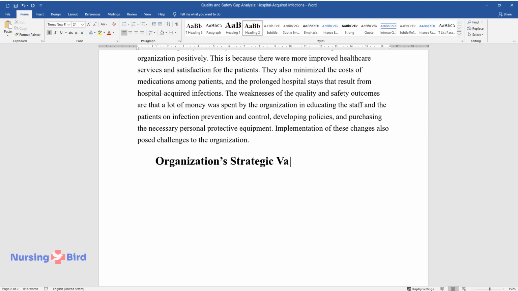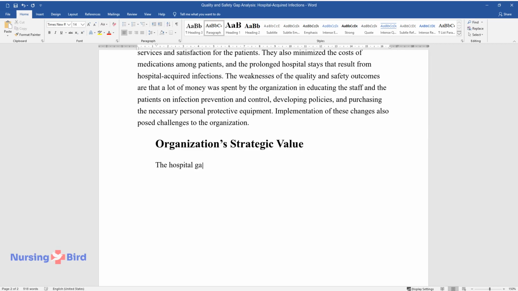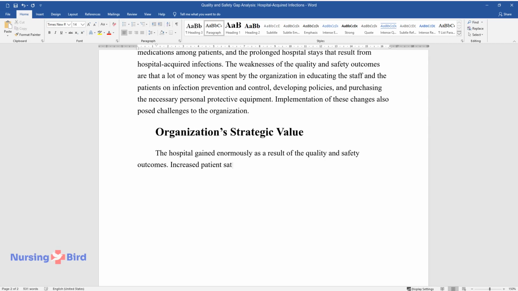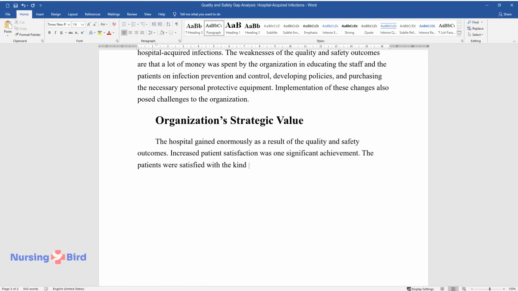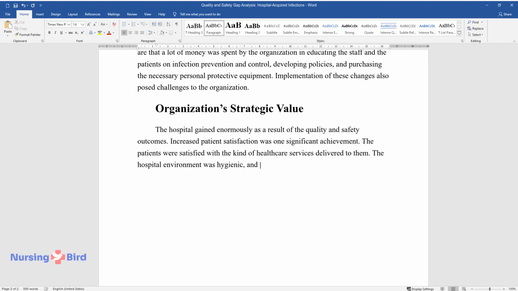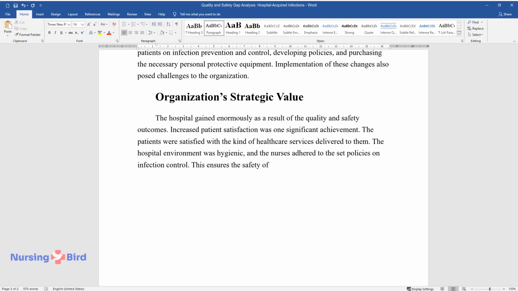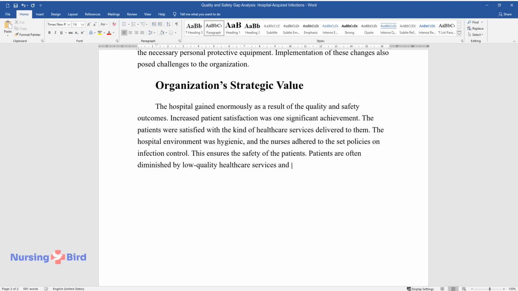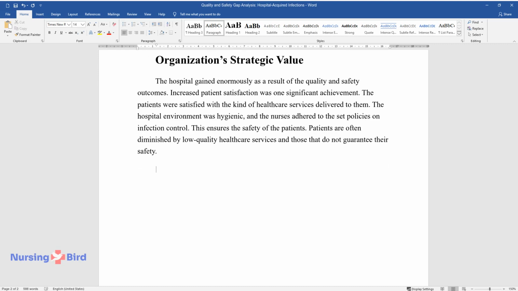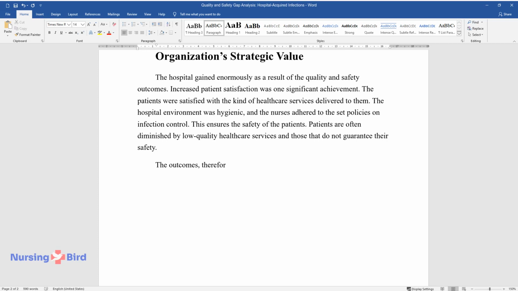Organization's strategic value. The hospital gained enormously as a result of the quality and safety outcomes. Increased patient satisfaction was one significant achievement. The patients were satisfied with the kind of healthcare services delivered to them. The hospital environment was hygienic, and the nurses adhered to the set policies on infection control. This ensures the safety of the patients. Patients are often diminished by low-quality healthcare services and those that do not guarantee their safety. The outcomes, therefore, made the hospital a preferable healthcare facility.